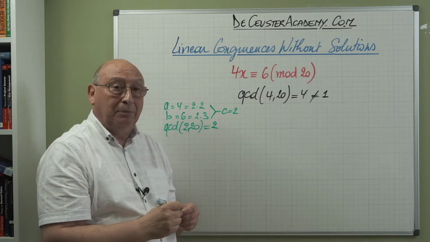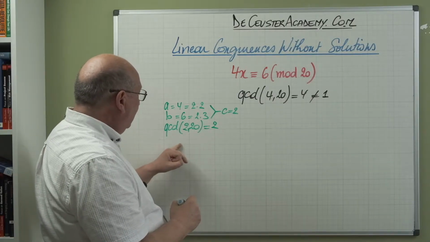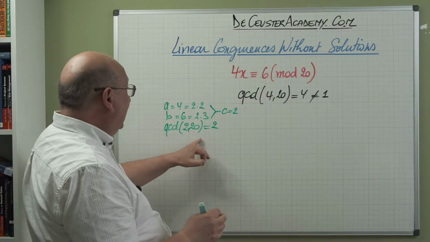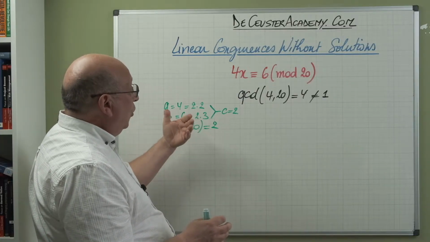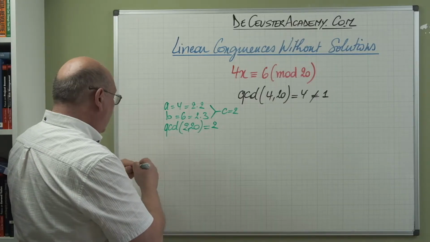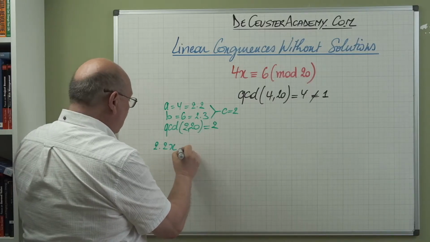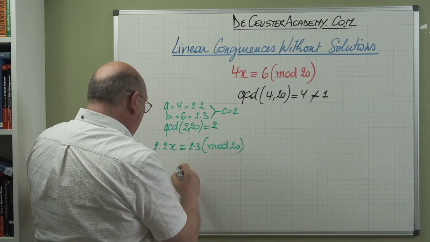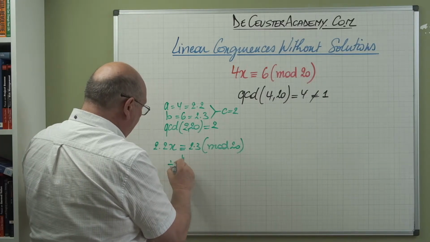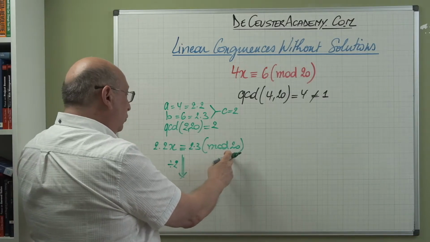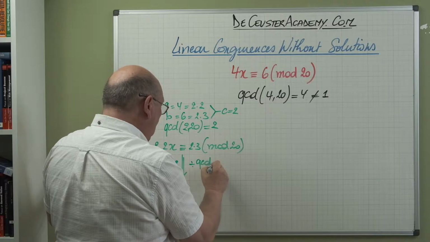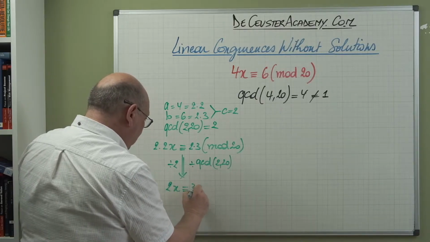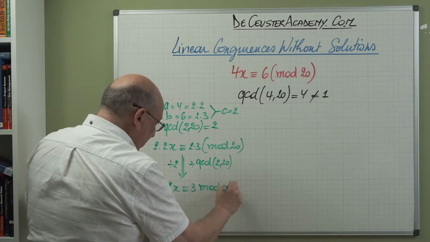When we look at those elements, we find different possibilities, and we can find a solution. What we're going to do is say 2 times 2x is congruent with 2 times 3 modulus 20. In order to divide, we have to divide these parts by the factor 2, and the modulus 20 we have to divide by the GCD of 2 and 20. So basically we find 2x is congruent with 3 modulus 10.